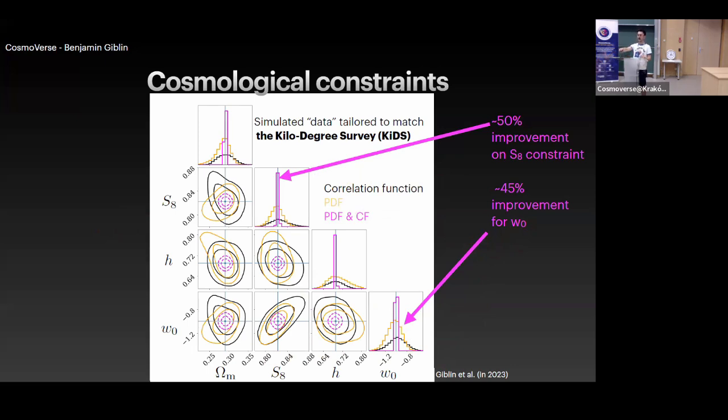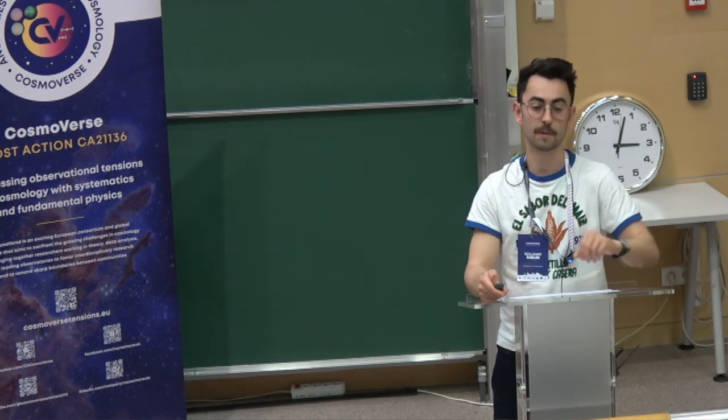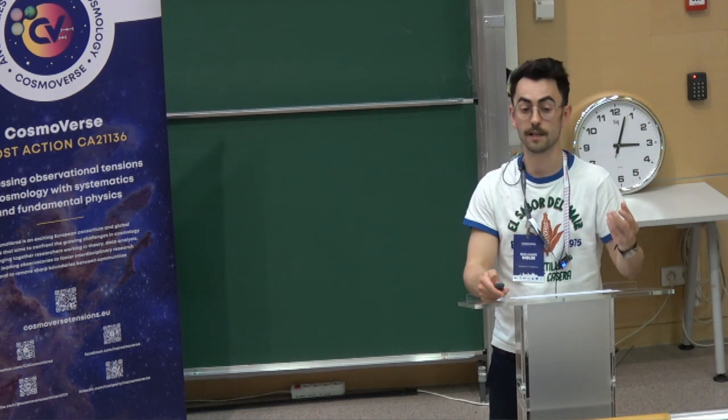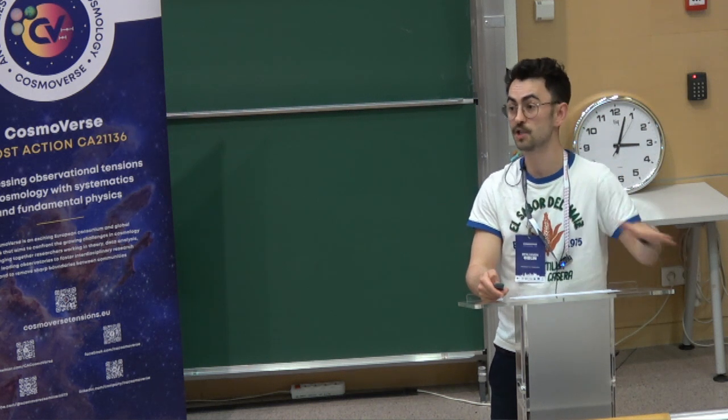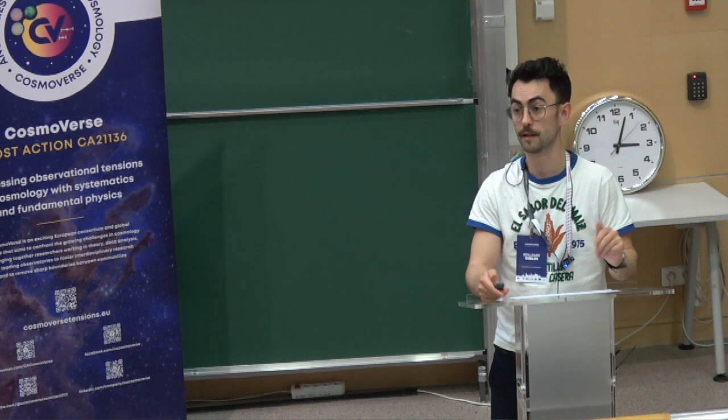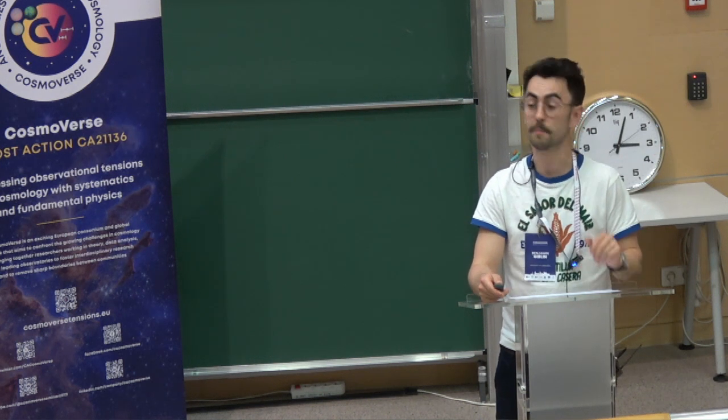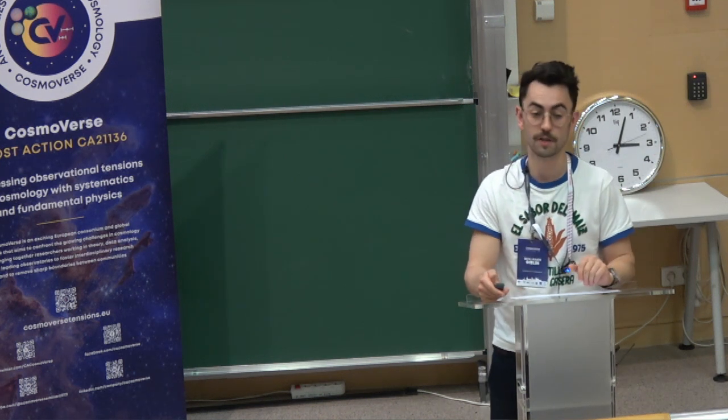You'll notice that the correlation function is contributing information here. And you can see that from the fact this purple contour is smaller than the PDF. So there is information that the correlation function has in this analysis that the PDF doesn't. And the reason for that is because this is a noisy regime. Stage 3 is quite a noise-dominated measurement. And the PDF is quite affected by noise in the data.